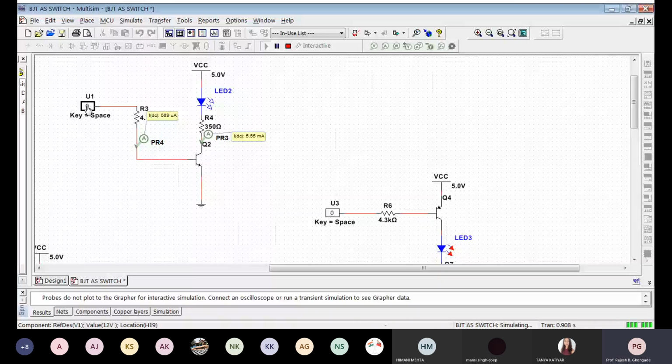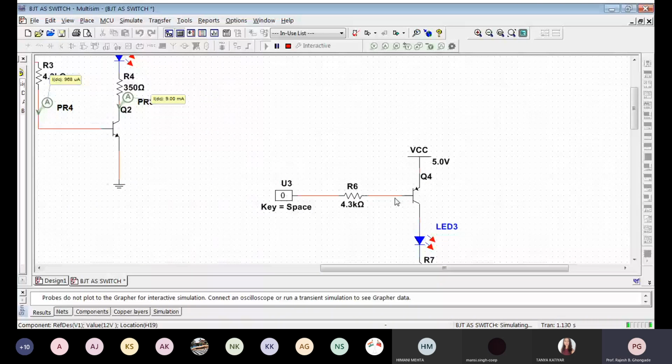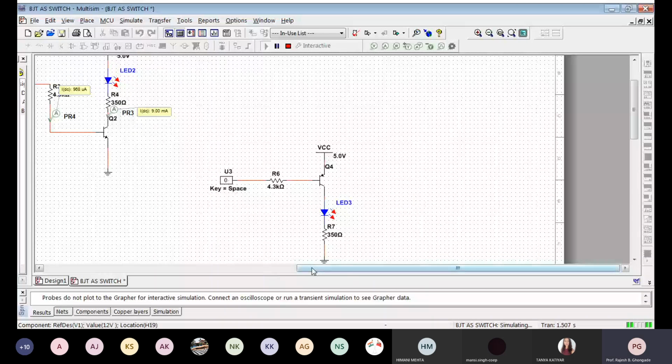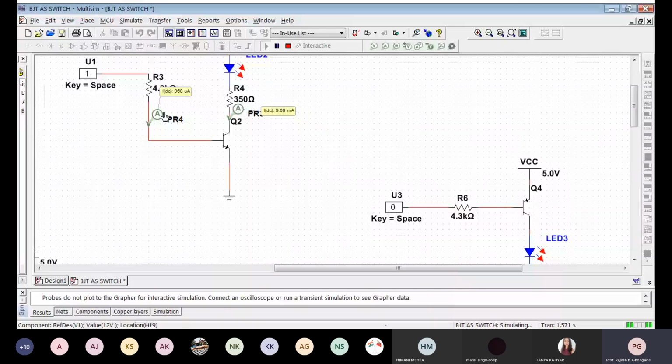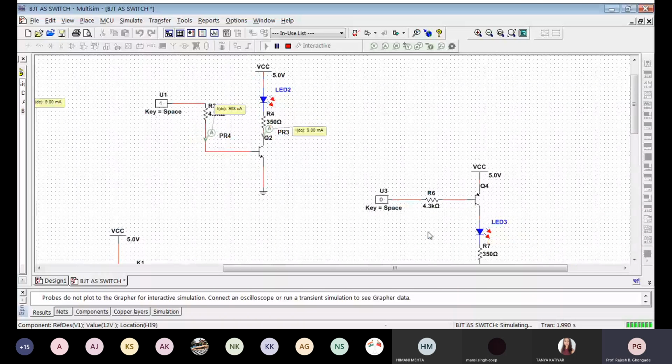Why? Because in order for the PNP transistor to turn on, the base has to be lower than emitter by 0.7 volts. Whereas in case of this NPN device, the base has to be at a higher potential with respect to emitter by 0.7 volts. So the behavior will be exactly reversed, as we said yesterday.